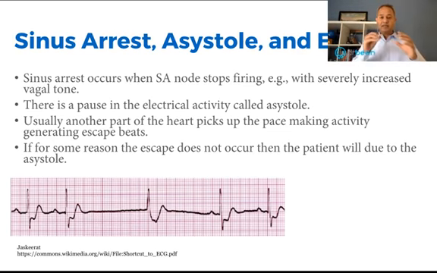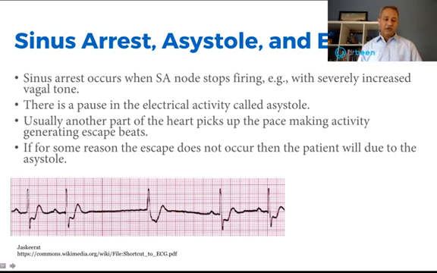And when another pacemaker in the heart starts working, that is called the escape rhythm. Something else took over and started working. Fortunately, if the escape rhythm does not occur, then the patient would stay in asystole and die. So this is the important concept. Sinus arrest occurs, asystole occurs, and then escape occurs. So look at this rhythm strip down here, and you would see all these things.